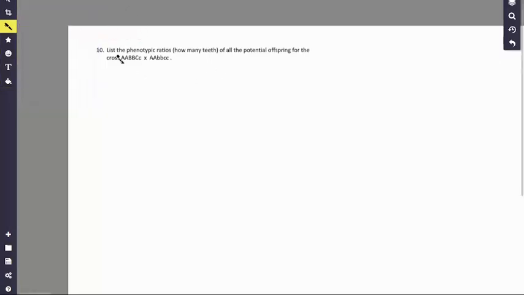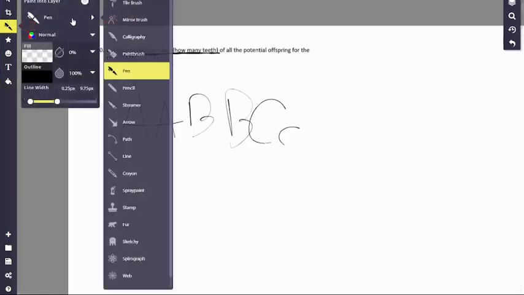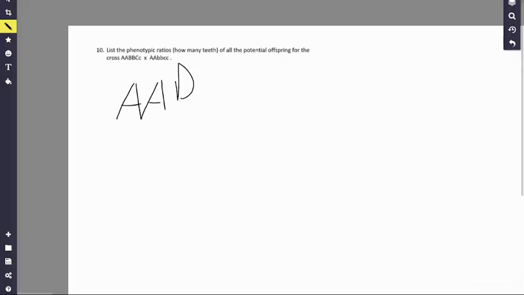So let's start. List the phenotypic ratio. So we're looking at the phenotypes of all the potential offspring. Okay, so this is a teeth trait, obviously, genotype AABBCc. Okay, we're going to change it to a pencil, and let me clean all that up. So AABBCc. So what possible genes can they pass on?